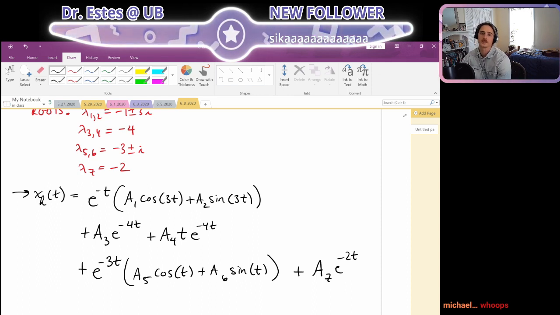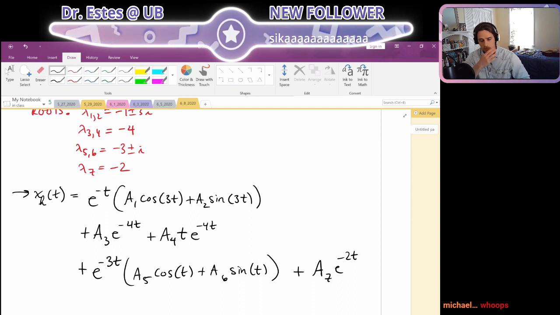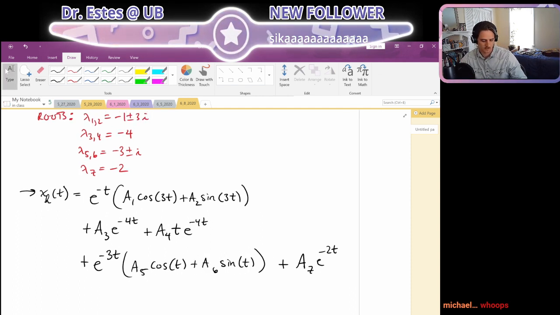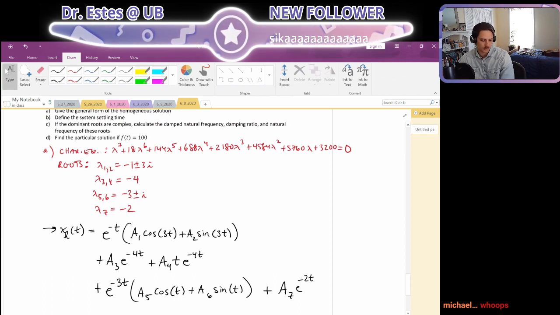The overall homogeneous solution is a combination of the homogeneous solutions of each of the contributing parts. You could do that for a 100th order system. No problem.